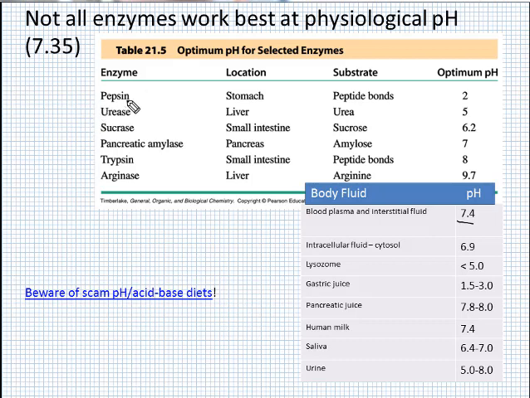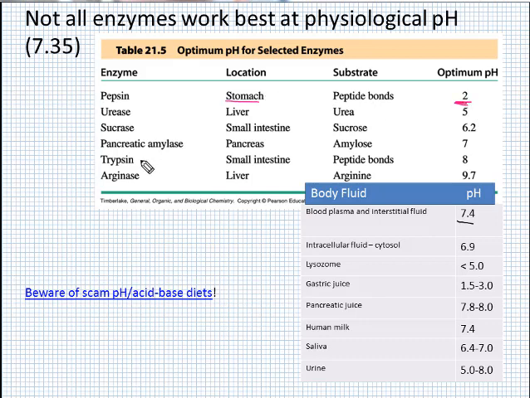pHs. So pepsin, for example, is located in the stomach. It's a digestive enzyme. It breaks these peptide bonds. It's responsible for digesting proteins. Its optimum pH is pH 2. And, well, why is that? Because it's in the stomach, where the stomach pH is 2. So if it's going to be digesting proteins in the stomach, it better work best at pH 2.